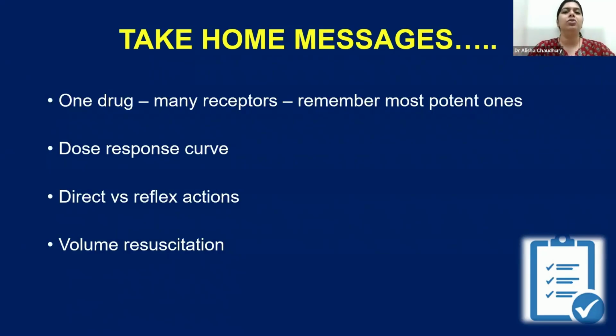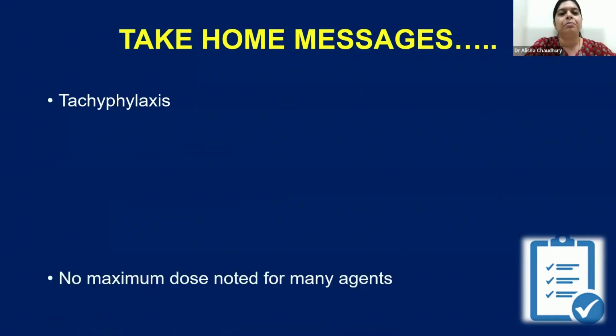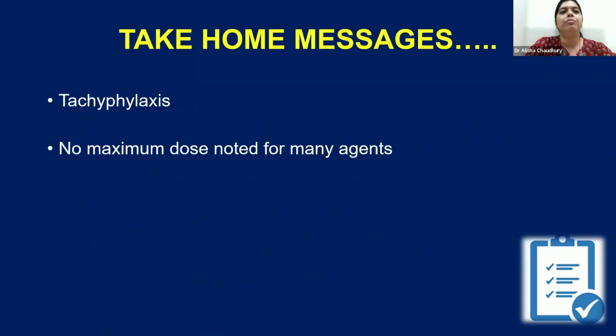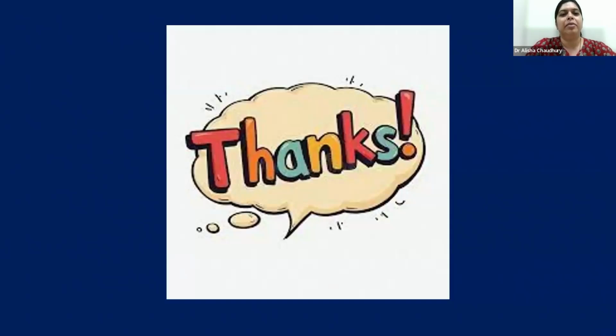In addition to that, you are going to give these drugs. Tachyphylaxis, that means at some doses you can develop a tolerance level, so you may need to go to higher doses. You need to be aware of that. No maximum doses are noted for most of the agents. Always keep a watch on complications. Keep coming back to the patient and seeing: is the dose enough? Is it fine? Or do I need to go up or do I need to go down? Is the patient fine? Am I achieving my targets? Thank you. I hope I have made you understand something about vasopressors and inotropes today.